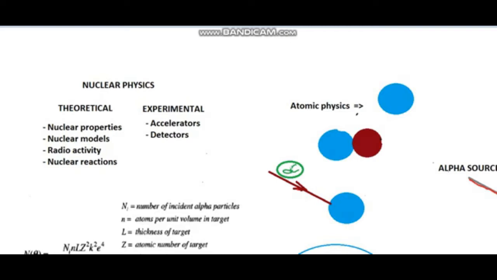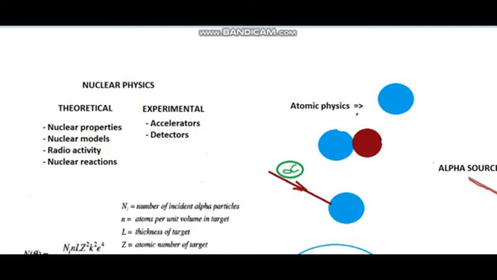In nuclear physics, of course, we will study the nucleus, the different mechanisms and the structure, all those things. And in particle physics, we will study about particles. Nuclear physics is further divided into theoretical and experimental parts, where in the theoretical part we will be dealing with nuclear properties, nuclear models, radioactivity and nuclear reactions. In experimental we have different accelerators and different detectors.